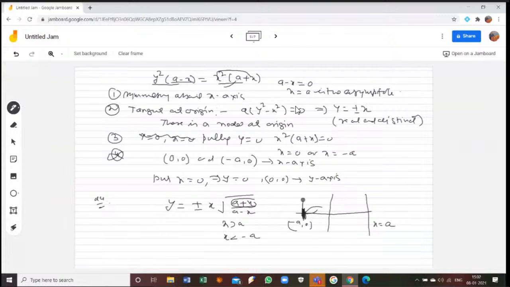Okay, it means that if this is the tangent at this point, then the curve will start like this one, not like this one. So if it starts like this one, and since the curve passes through the origin, it will go to the origin, and there is the tangent also here, and these tangents are both real and distinct. Therefore this will be the tangent for this curve.